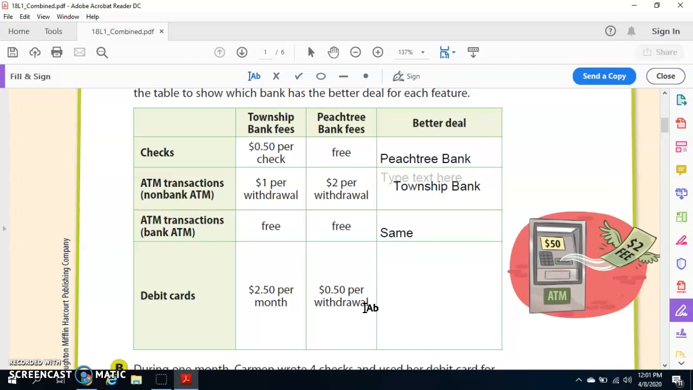But if I take out 10 withdrawals in a month, 10 times 50 cents is actually $5. So on this one, it's going to depend on how many withdrawals you take, okay? So if you do a lot of withdrawals, then Township would be better. If you don't do very many withdrawals, then the Peachtree would be better. So we're going to put on here less than 5 withdrawals.